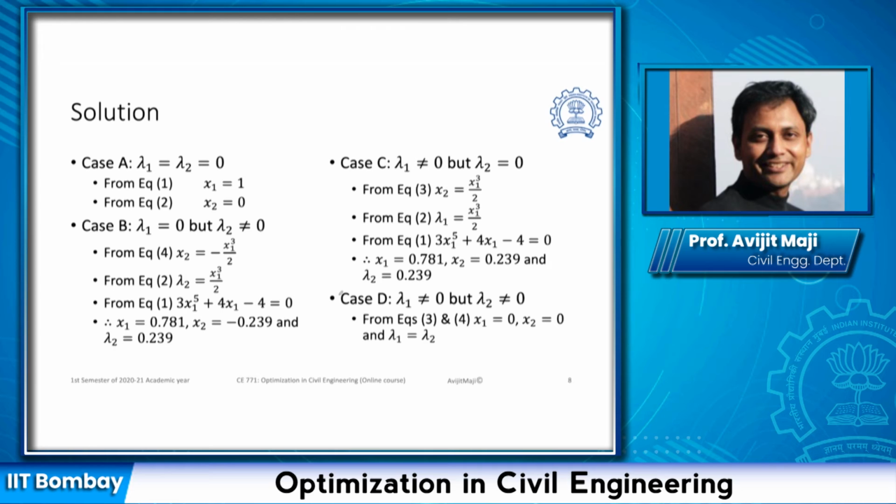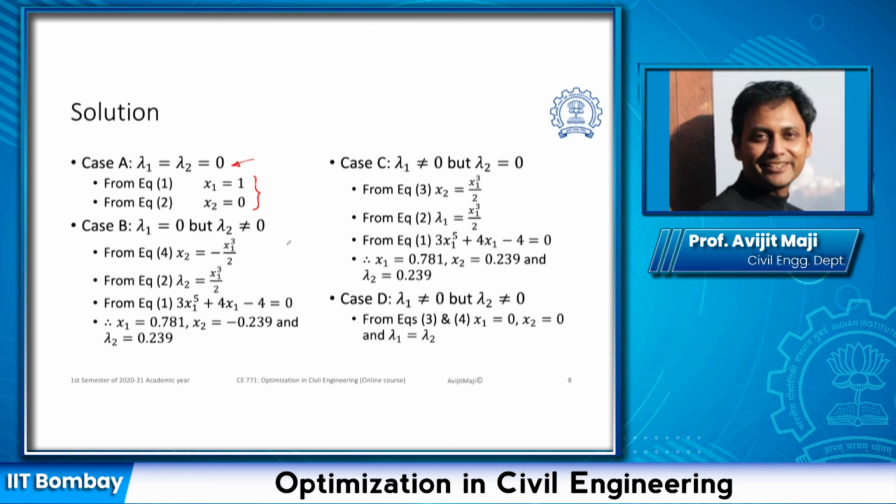In this process we start with an assumption that both my lambda values are equal to 0, which indicates that none of my constraints are active. In that case, if I use equations 1 and 2, I obtain the solution x1 equal to 1 and x2 equal to 0. We'll decide on this at a later stage.